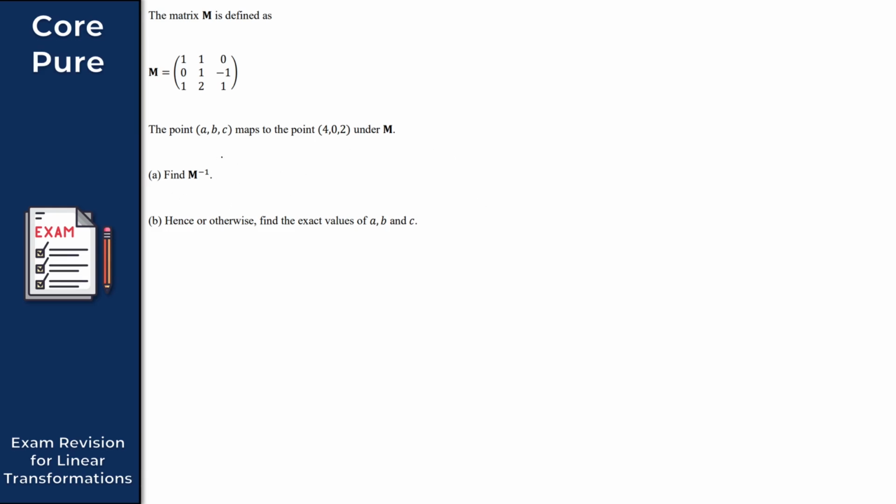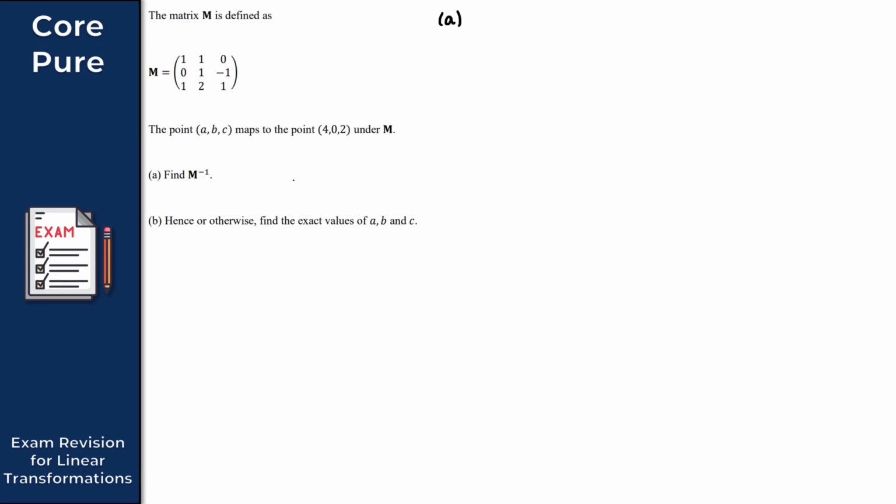So let's just get started with part A then. As we already mentioned, we have the matrix M here. So 1, 1, 0, 0, 1, minus 1, and 1, 2, 1. Now the point ABC maps to the point 4, 0, 2 under the matrix M. So all we want to do here is just find the inverse of M, right? So M to the minus 1 here.